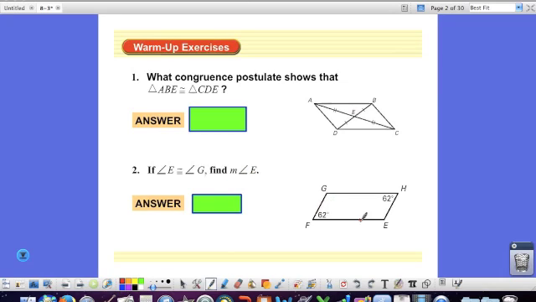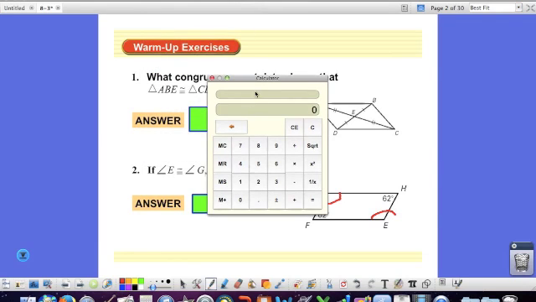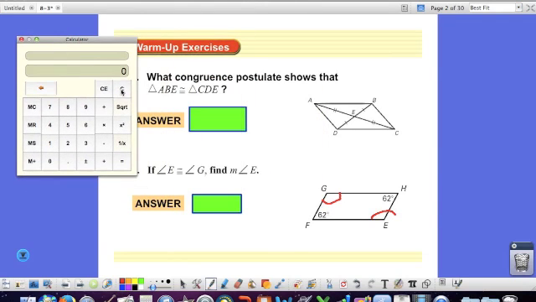So E is congruent to G. Find the measure of E. So these are congruent. That means it must be a parallelogram. And we can use the theorem that tells us that consecutive interior angles of a parallelogram are supplementary. So 180 minus 62 is 118.